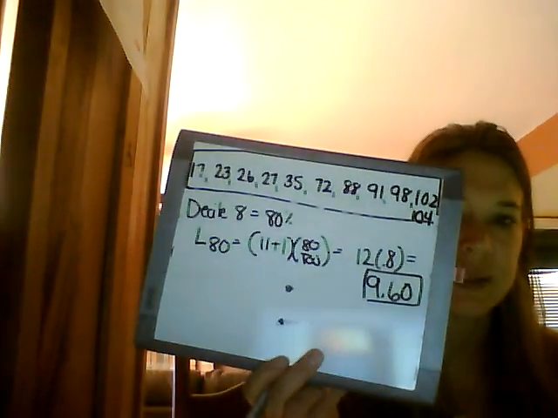L sub 80 equals 11 plus 1 times 80 over 100. That would give me 12 times 0.8. Grab my calculator. I find that that is 9.60.